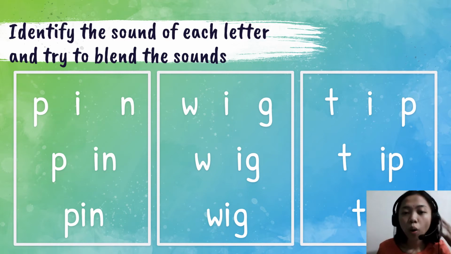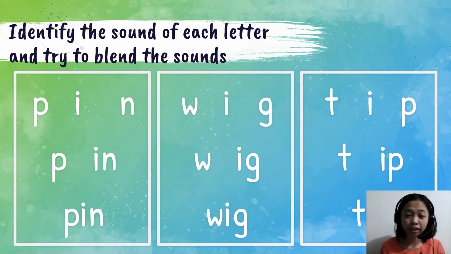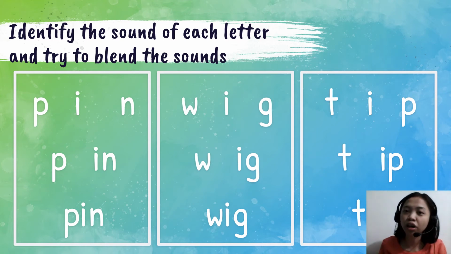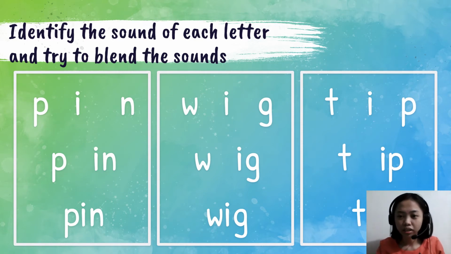Okay, the second box. W, I, and then G. W, and then the combination of I and G, which is ig. Then the word is wig. Say wig. Okay, that is what you usually use when you have no hair, or that is the thing that is commonly used by the clown. Okay, the last box is T, I, and P. T, and the combination of I and P, it's ip. T and ip.